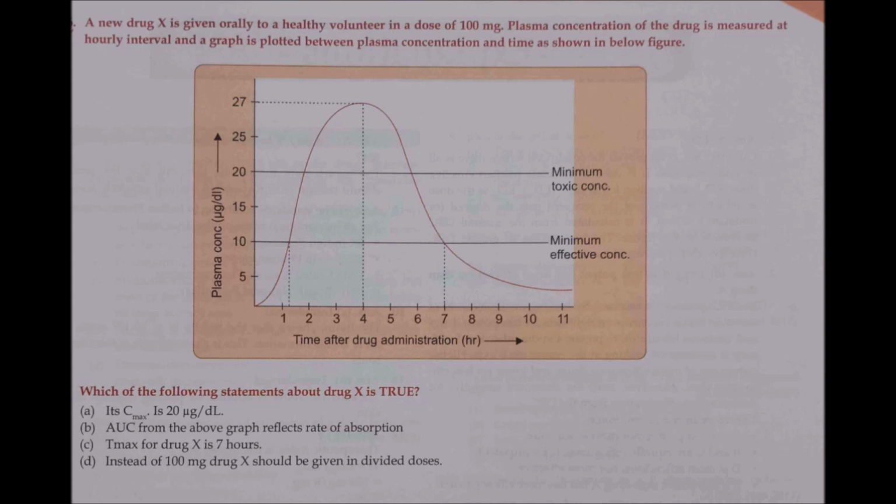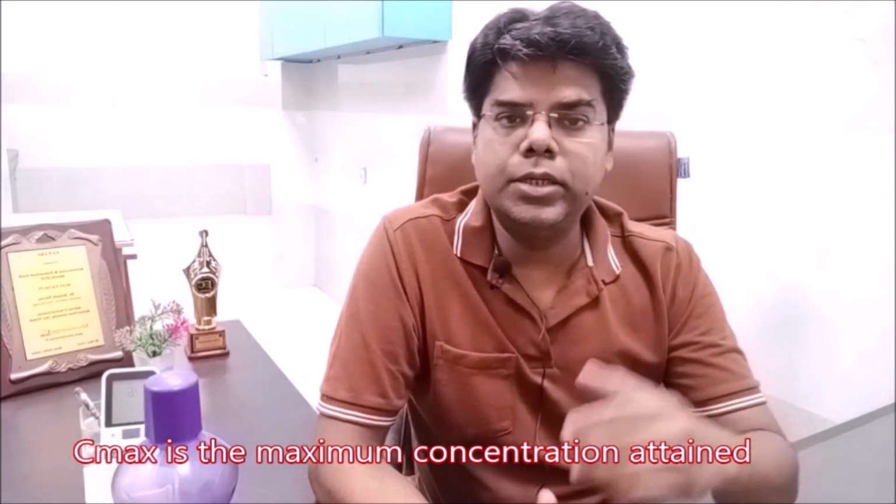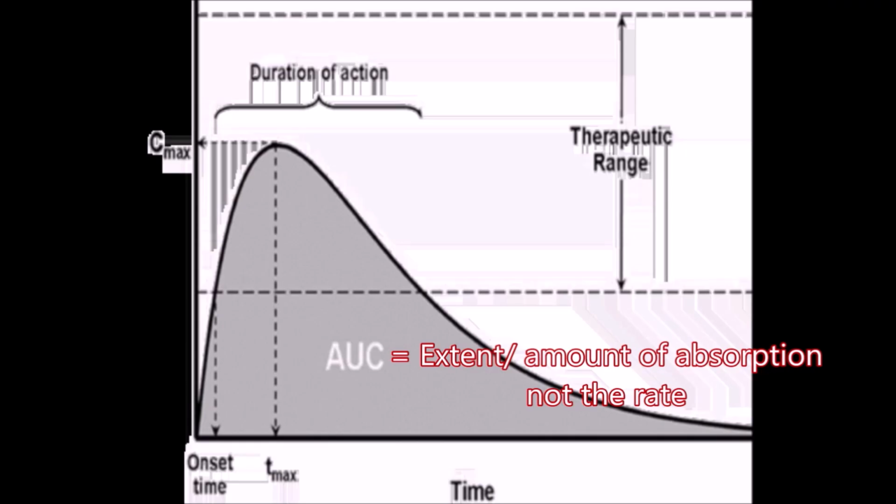Option A. Its Cmax is 20 microgram per dl. Cmax is the maximum concentration attained, and here we can see that it is 27 microgram per dl. Now option B, AUC, that is area under curve, from the above graph reflects the rate of absorption. Well, AUC reflects the extent or amount of absorption and not the rate of absorption.